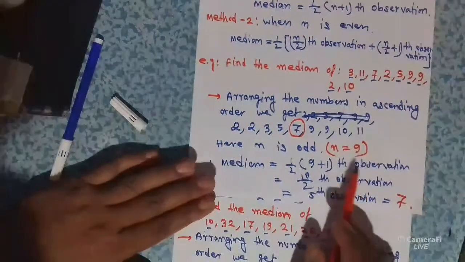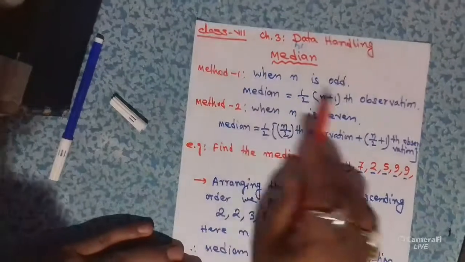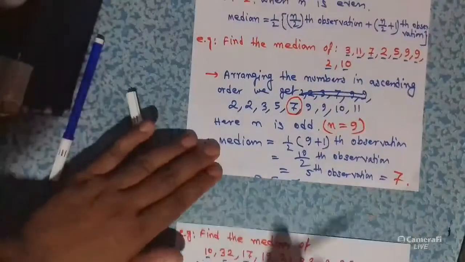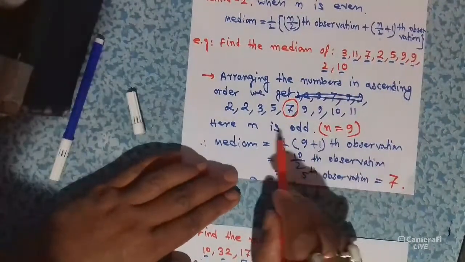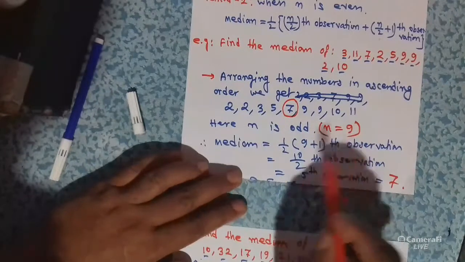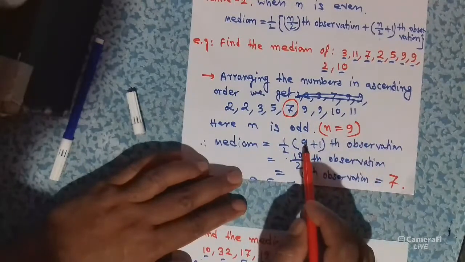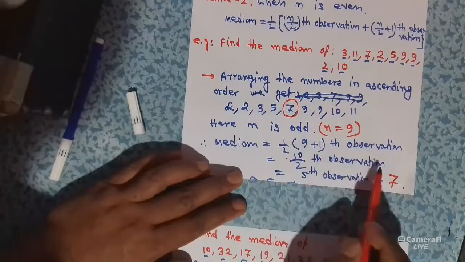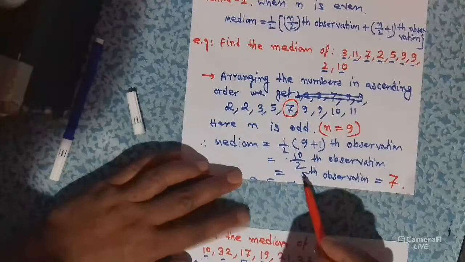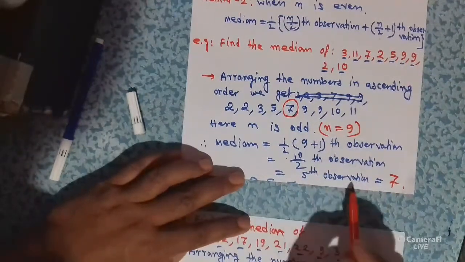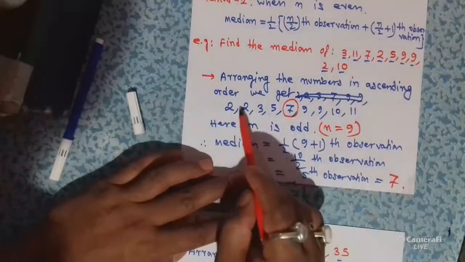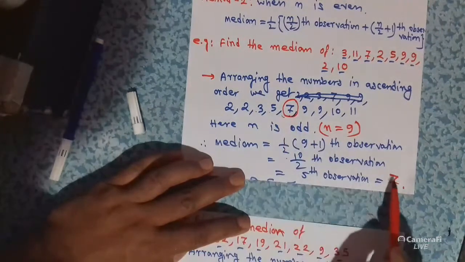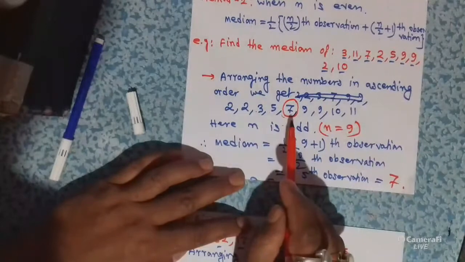Since 9 is odd, you must use this formula: half of n plus 1th observation. So n means 9, half of 9 plus 1th observation. That means 9 plus 1 is 10, 10 by 2 means 5. So the 5th observation: count 1, 2, 3, 4, 5. This is the 5th observation, and the 5th observation is 7. So your median is 7.